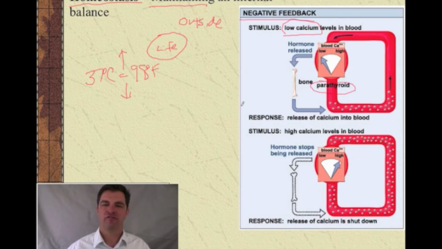So it's called a negative feedback loop, in which as one event happens, in this case low calcium, your body has a system of responses that are designed to drive it in the opposite direction. That's called a negative feedback loop.